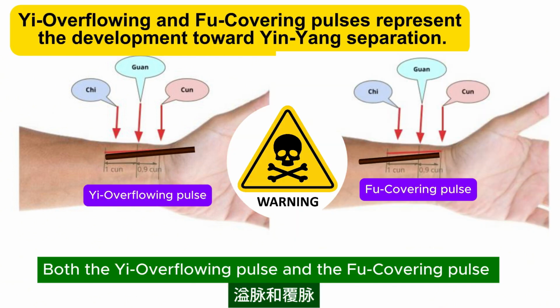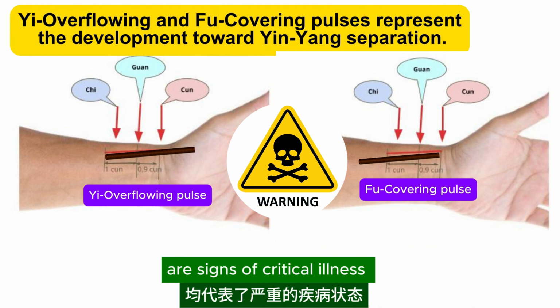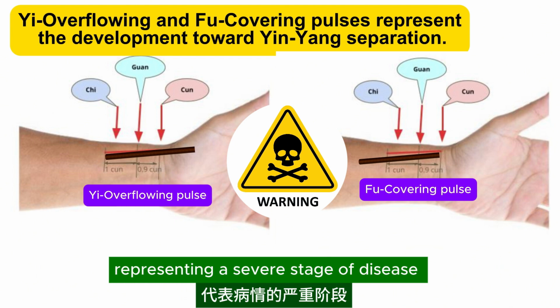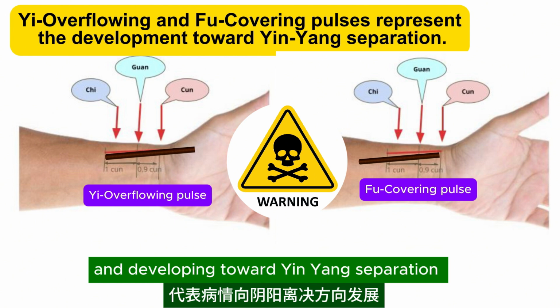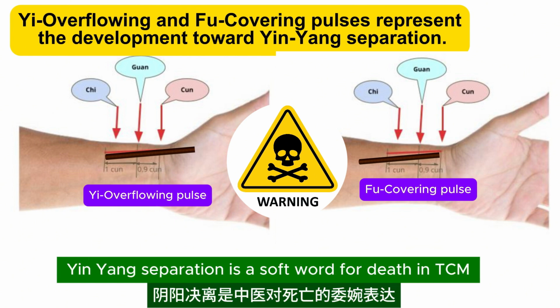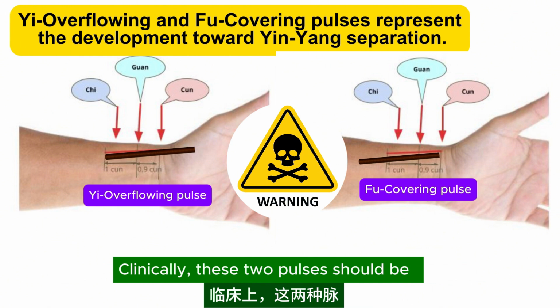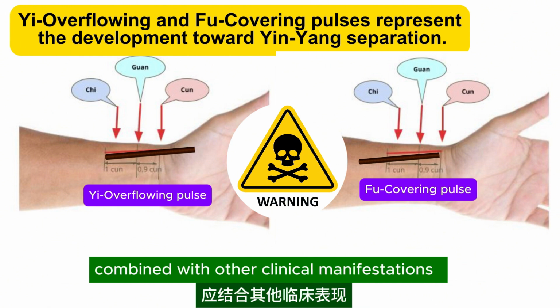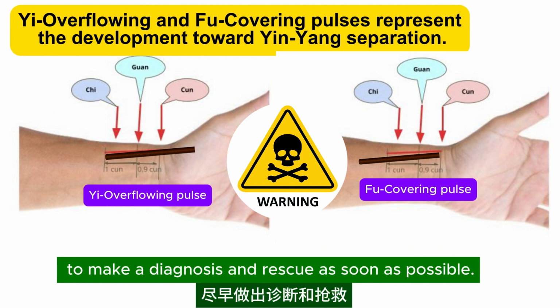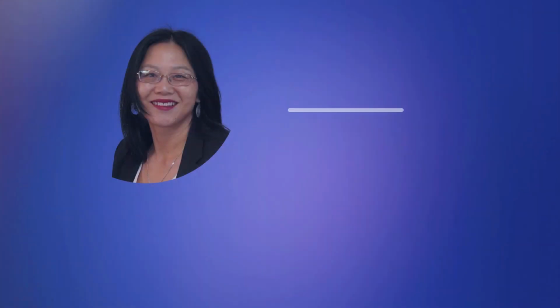Both the Yi overfloating pulse and the Fu covering pulse are signs of critical illness, representing a severe stage of disease and developing towards yin-yang separation. Yin-yang separation is a soft word for death in TCM. Clinically, these two pulses should be combined with other clinical manifestations to make a diagnosis and rescue as soon as possible.